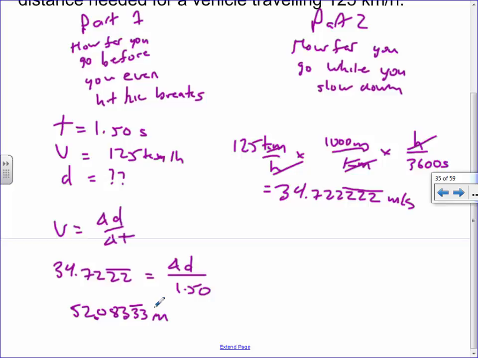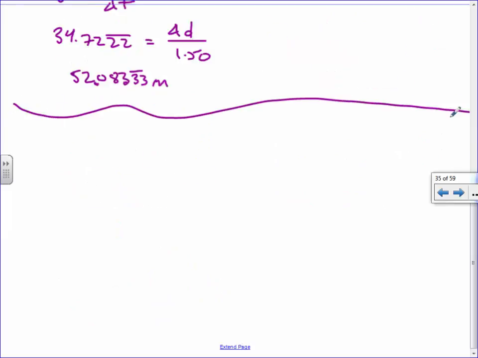So now we have to get to the second part of it. Now you're actually going to start braking. How long will it take for you to stop braking as well? So that was part 1. Now we need part 2. Okay, so let's talk about part 2.